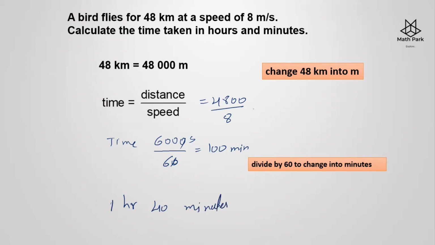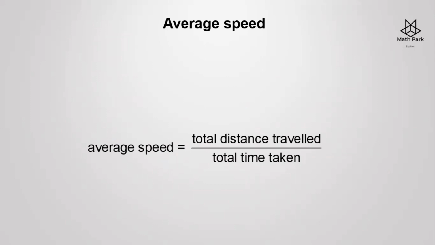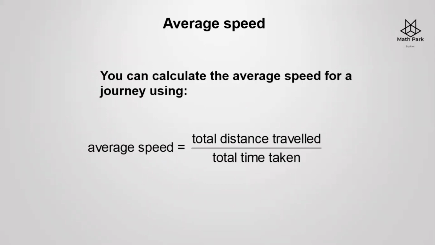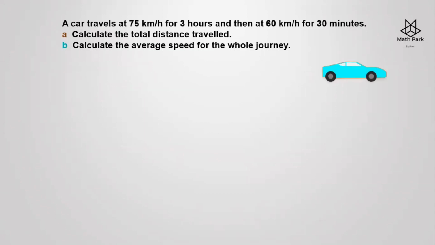Understood? Let us understand how to find the average speed. So average speed is total distance traveled divided by total time taken. So we can use this formula to find this. Let us have the question here. A car travels 75 kilometer per hour for 3 hours, and then we know that we change the speed according to how the road is and all, right? And then maybe there will be some traffic or what, and then the speed is 60 kilometer per hour for 30 minutes. Calculate the total distance traveled, and calculate the average speed for the whole journey.